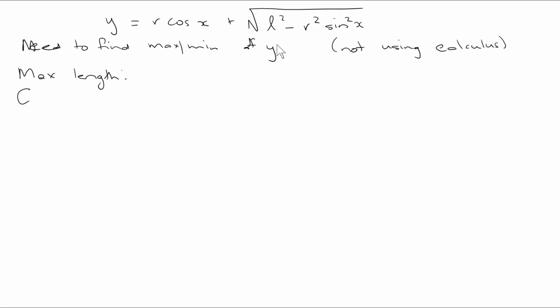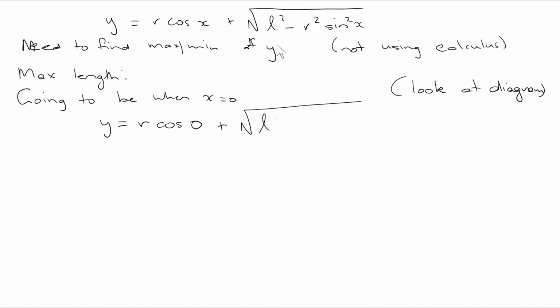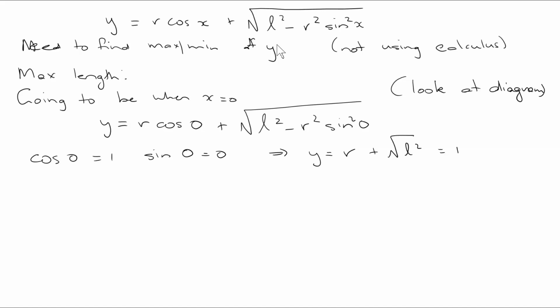This is going to be when x is 0. And if you go back to the drawing, you can think about it, because when x is 0, the crankshaft is kind of flattened out. So look at the diagram. And that means that y is going to be R cos 0 plus the square root of L squared minus R squared sine squared 0. And what we've got is that cos 0 is 1 and sine 0 is 0. So y is going to be equal to R times 1 plus the square root of L squared, which is R plus L.